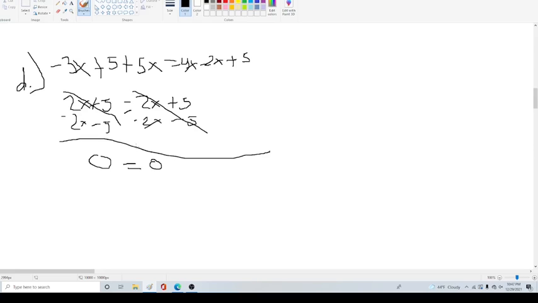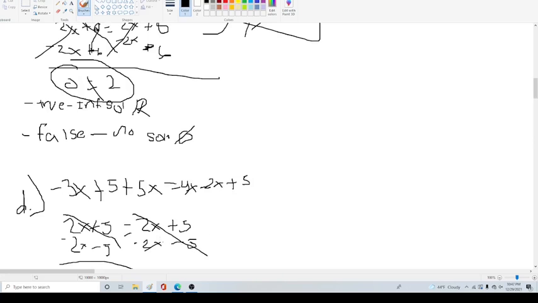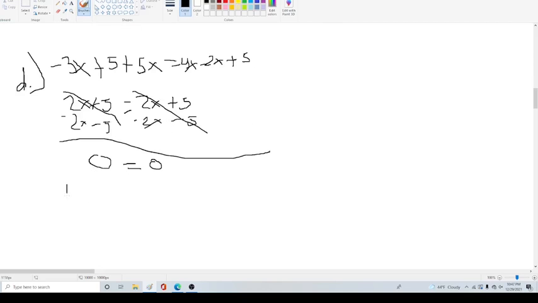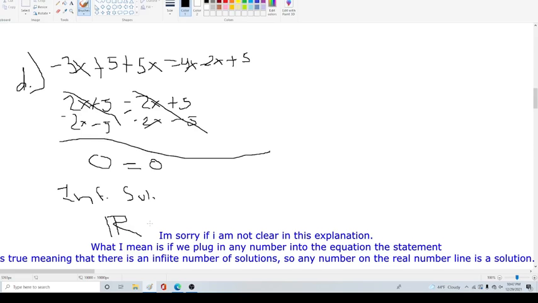So what does that mean? Well, going back up to here, if it's true, there's infinitely many solutions. And we denote that with the superscript R. And what that means is all real numbers. So we could plug any real number into this equation, and it'll give us a number that's going to be on this number line.